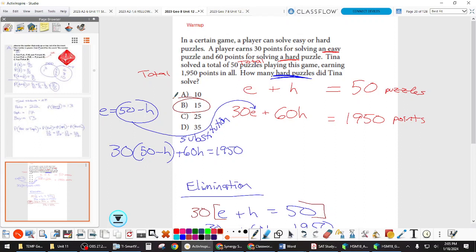Okay. In this case, you could plug in what? You have 10, 15, 25, and 35. You could plug those in for H. You don't know what the other variable is, but you could plug that one in. It might get you a little closer, right? But it's slow to do it that way.